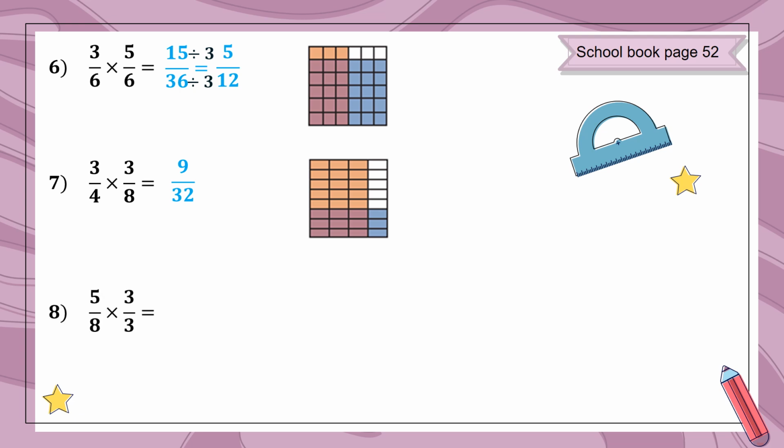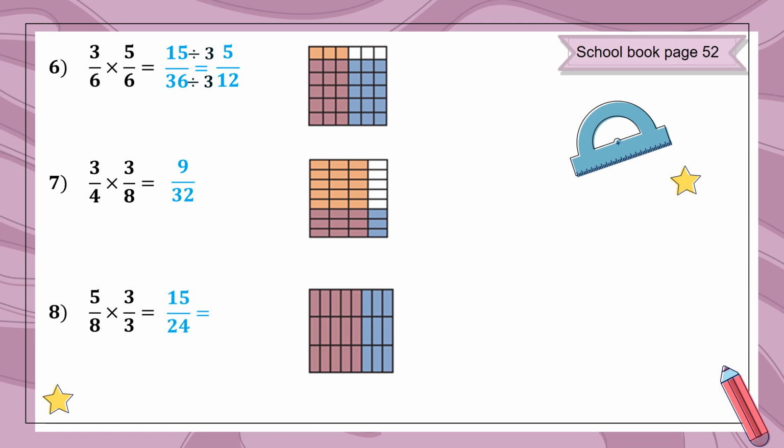Number 8, 5 over 8 times 3 over 3. I will draw two models for the two fractions and put the two models above each other. Then count the common parts between the two models. We will get 15 over 24. And here I need to simplify this fraction.